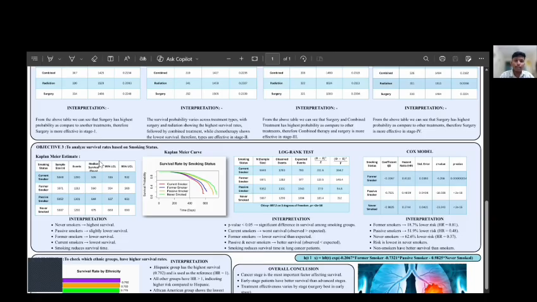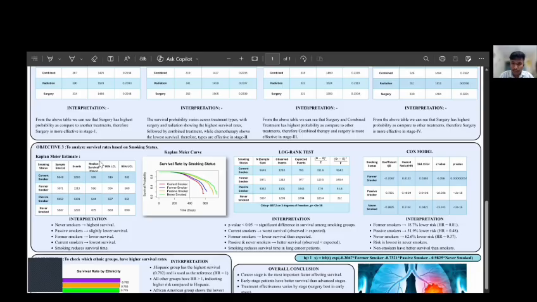Secondly, we use the Kaplan-Meier curve. The green line indicates never smoked, the orange line indicates passive smoker, the blue line indicates former smoker, and the red line indicates current smoker. So as we can see, never smoked has the higher survival probability rates. And thirdly, we use the log rank test to find the difference between the smoking groups.